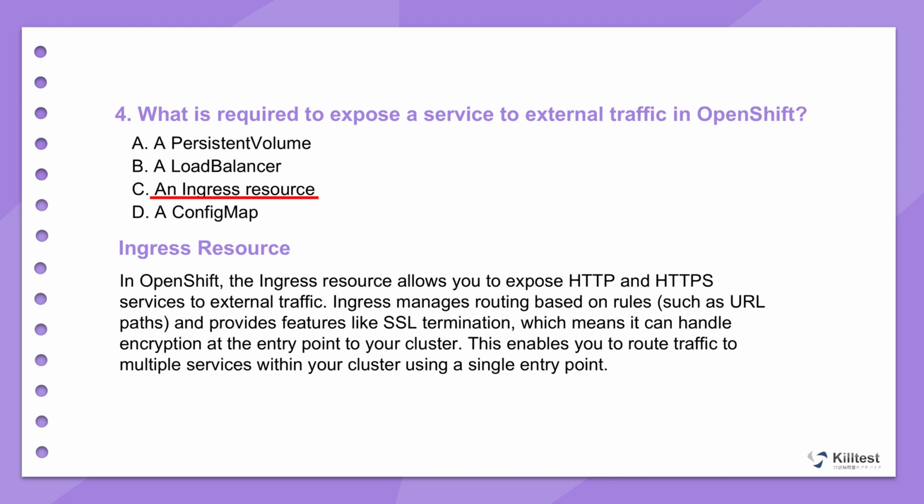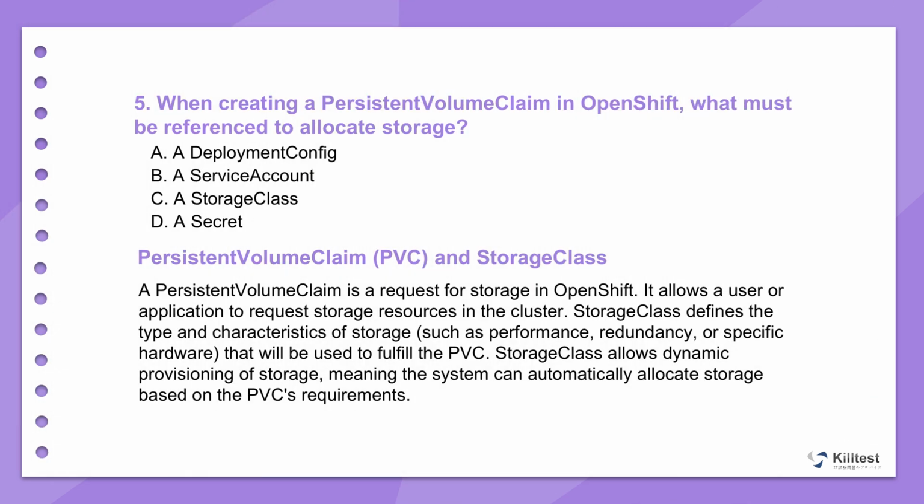Okay, next challenge, data. What if our app needs to store stuff that needs to stick around, even if the pod restarts or gets moved? Persistent storage, question 5. This is where persistent volume claims, or PVCs, come in. A PVC is essentially a request for storage made by an application or a user. So the app says, hey, I need some disk space.